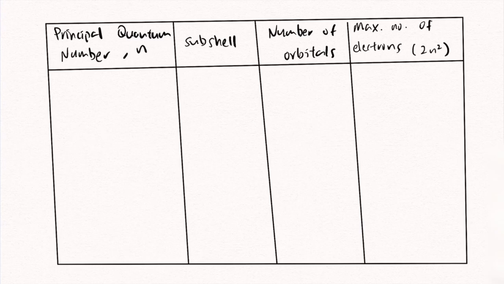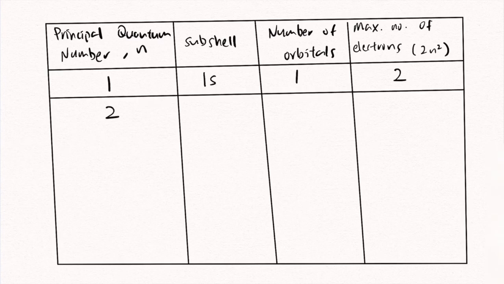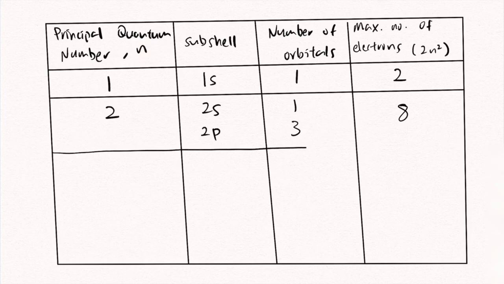So, in the first principal quantum shell, there is a 1s subshell, which has 1 orbital. Hence, this principal quantum shell will have 2 electrons in total. In the second principal quantum shell, there will be a 2s subshell and a 2p subshell. The 2s subshell has 1 orbital, while the 2p subshell has 3 orbitals. Hence, the second principal quantum shell has 8 electrons in total, since it has 4 atomic orbitals. Have you noticed any pattern yet?